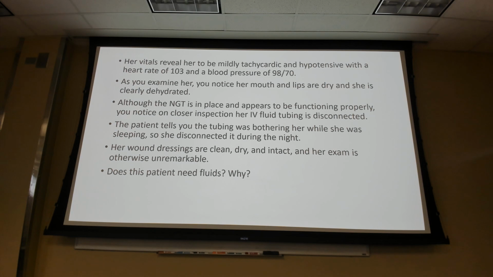All right, so here are our vital signs. Mildly tachycardic, I wouldn't call it hypotension, but it's a little soft, it's low. You notice her mouth and lips are dry, clearly dehydrated. The NG tube is in place and appears to be functioning. On closer inspection, though, the IV tubing isn't connected. She tells you it was bothering her overnight while she was sleeping, so it disconnected. Wounds are clean, dry, and intact.